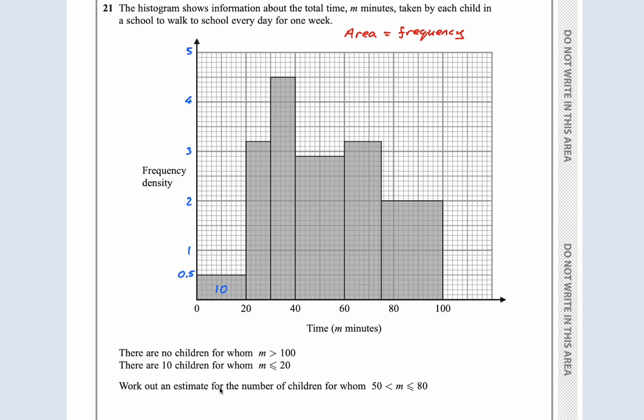Okay, he wants to work out an estimate for the number of children for whom m is between 50 and 80. Okay, so 50, guys, is here. And 80 is here. But let's break it into 3 different rectangles. I need to get this area, I then need to get this area, and I need to get this area here, and this area here.